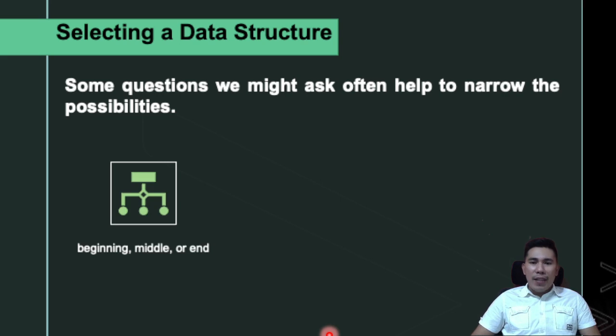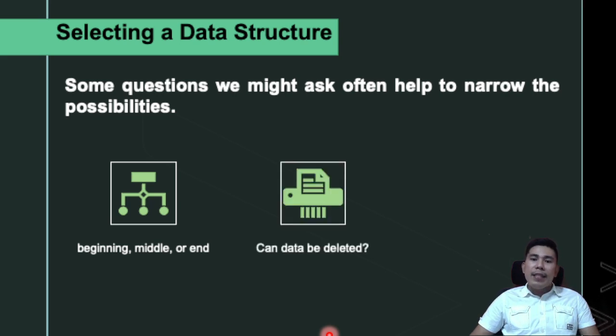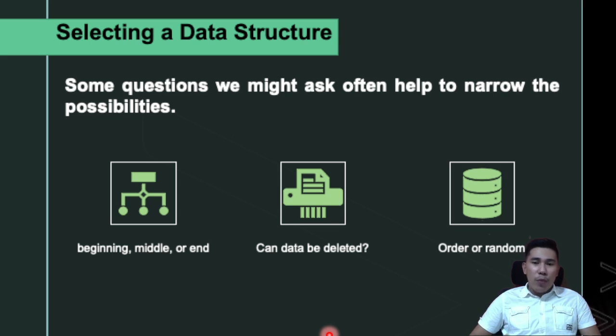Are all data items inserted into the data structure at the beginning, middle, or in the end? Can data items be deleted? If so, will this probably make the implementation more complicated? Number three, are all the data items processed in some well-defined order, or is search for specific data items allowed? Random access, I mean searching in a random manner, generally requires more complex data structures because again, it's random.